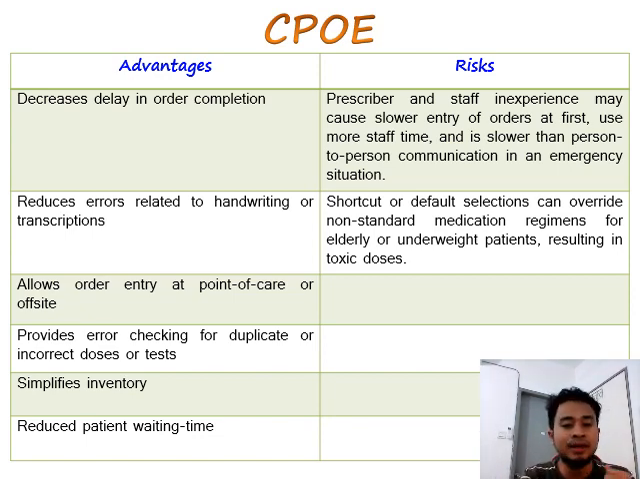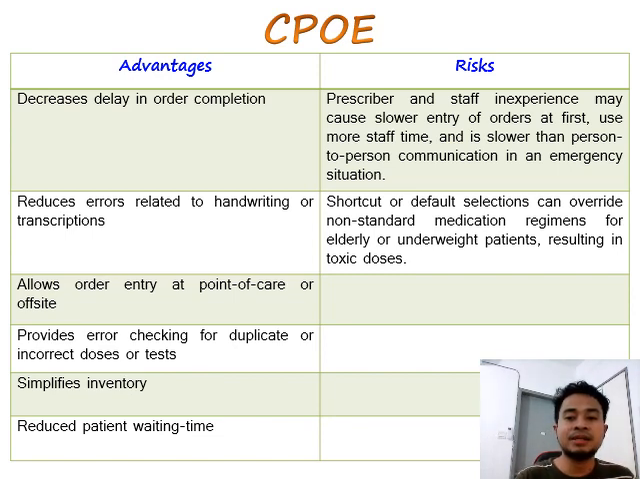Reduce error related to handwriting. Again, you know that you have your own writing style, I also have my own. But if everything is on a computer, let's say it is Times Roman, then it's Times Roman. It's quite easy to read that way. Allow order entry at the point of care or offsite. Provide error checking for duplicate or incorrect doses of the test, because there is a system that can monitor and counter if an error occurred. Simplify inventory and reduce patient waiting time. Since this is number one, the last can complement the first, so that is why there is shorter patient waiting time.